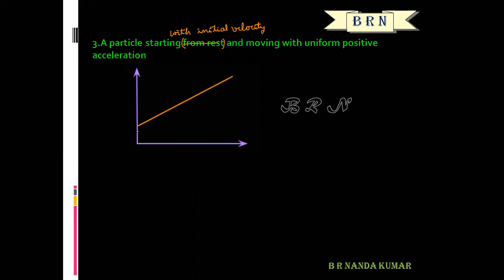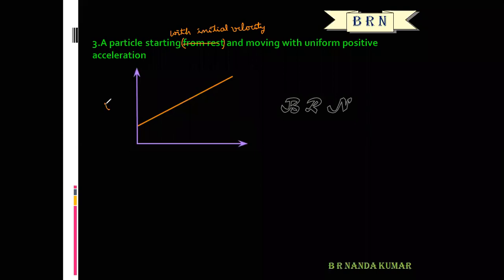Starting from rest means a straight line passing through the origin. But here the straight line is not passing through the origin, because here the particle starts with some initial velocity and moves with uniform positive acceleration. That means its velocity changes by equal amounts in equal intervals of time.